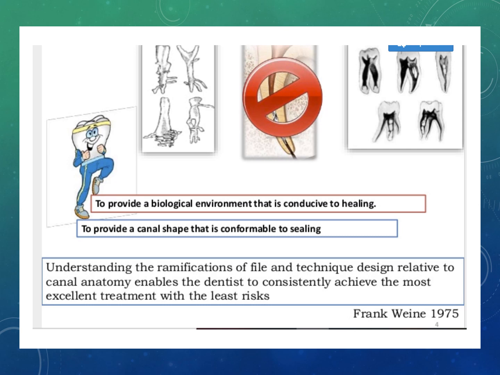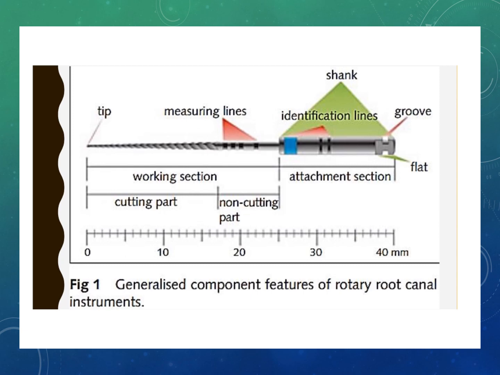So understanding the ramification of file and technique design relative to canal anatomy enables the dentist to consistently achieve the most excellent treatment with the least risks. So you need to know about the technique, how you use the rotary instrument, and what is the ramification of the file. All right, what does the file consist of, what is the sequence of the file. All right. So next, these are the basic component features of rotary root canal instruments.